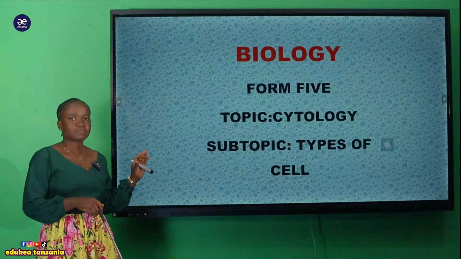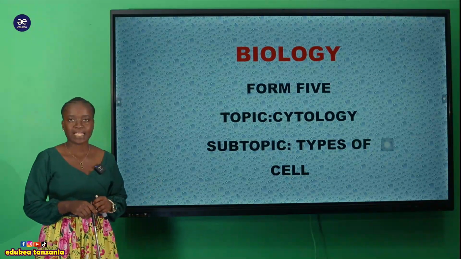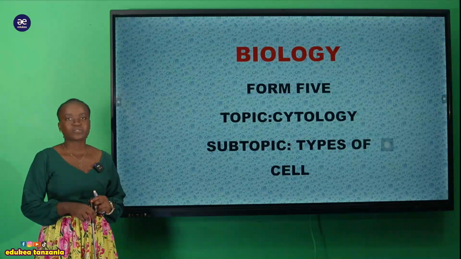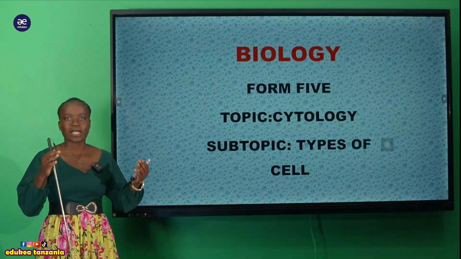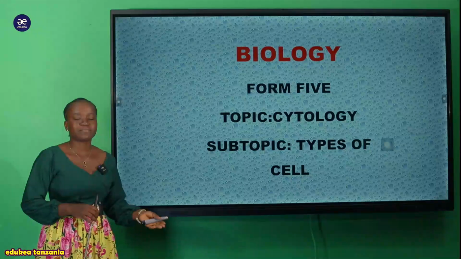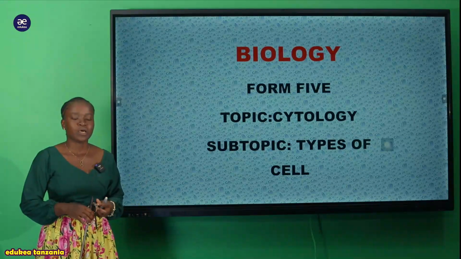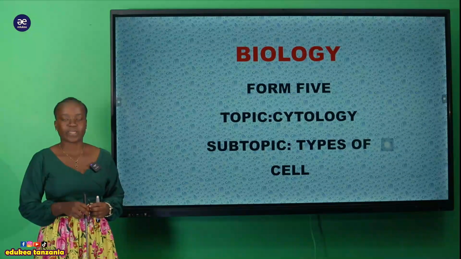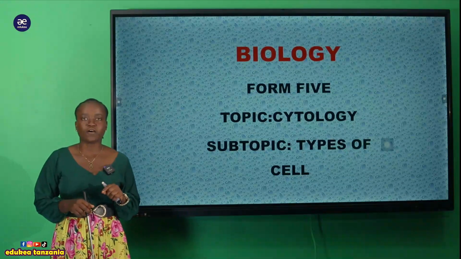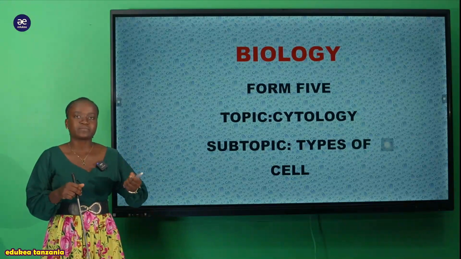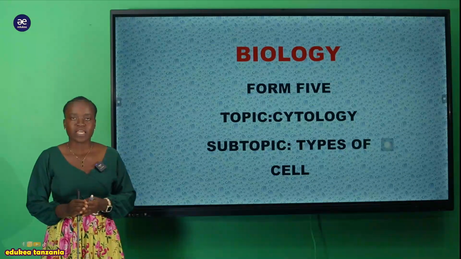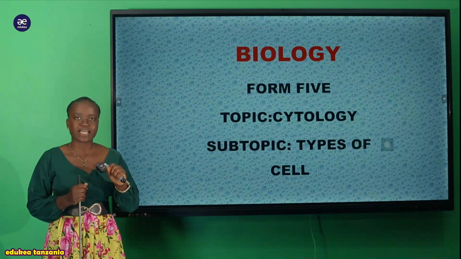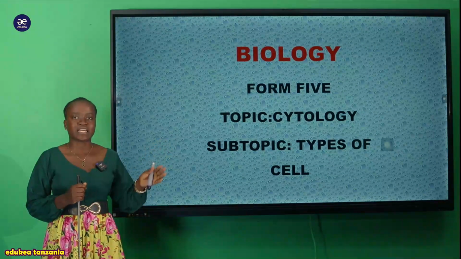In our subtopic, types of the cell, we need to recall where we ended in the previous session. We looked at the cell organelles, and we terminated by looking at the cell wall and its function. We have seen that the cell wall helps in protecting the cells, and it is only found in plant cells and other organisms other than animals.